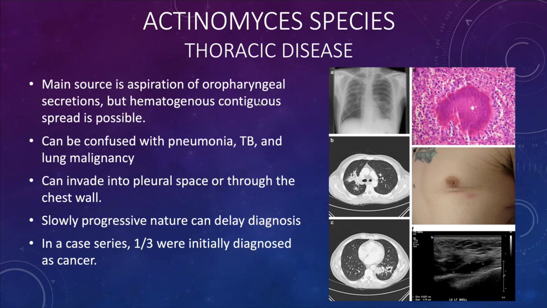And although you can have hematogenous dissemination to the lungs, in many cases, these cases occur because of aspiration of oropharyngeal secretions into the lung, and that sets up a chronic infection that can be easily confused with other chronic causes of persistent pulmonary infiltrates like TB or a lung tumor. And it can also be confused with routine pneumonia because of its manifestations. It can present with a chronic consolidated pneumonia in a patient with chronic lung disease, for example, or somebody who's prone to aspiration. And its slowly progressive nature can be very confounding. And in a case series, 1/3 of these were initially diagnosed as lung cancer and not actinomycosis.